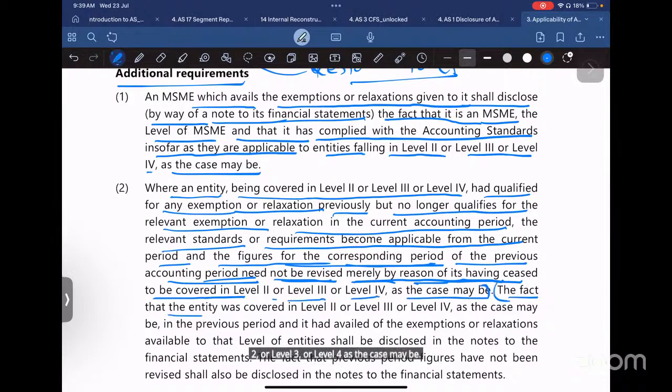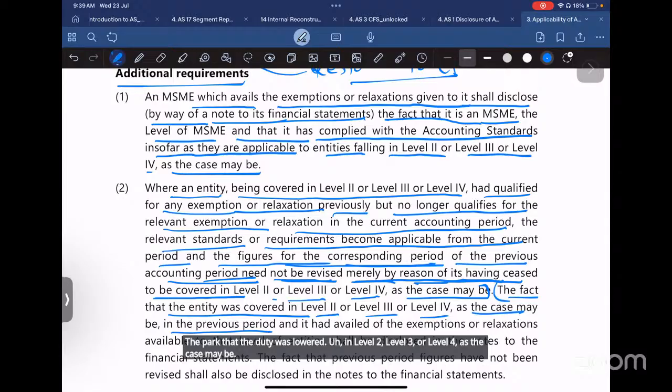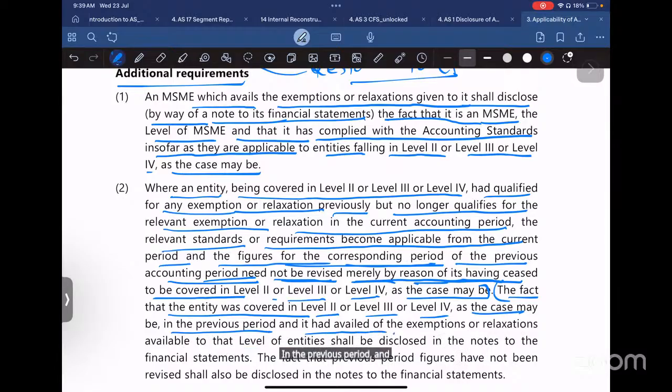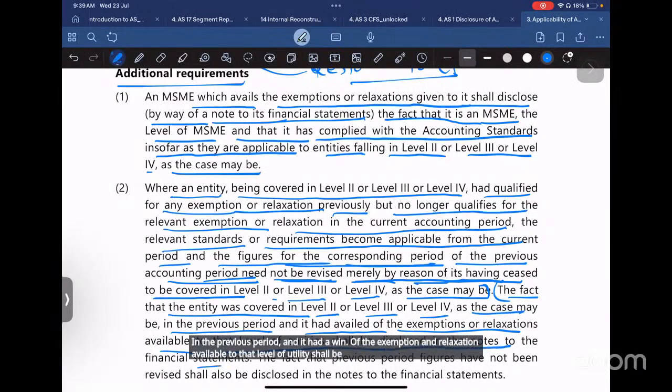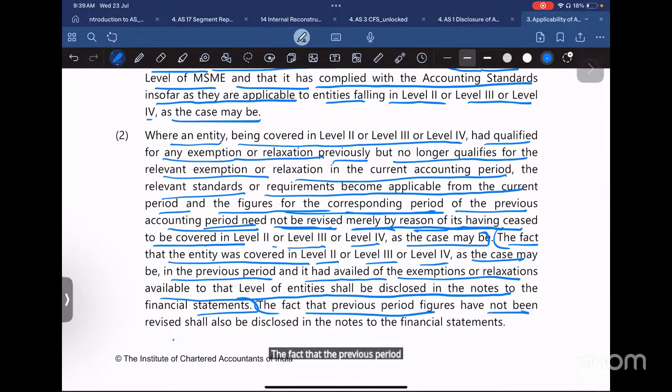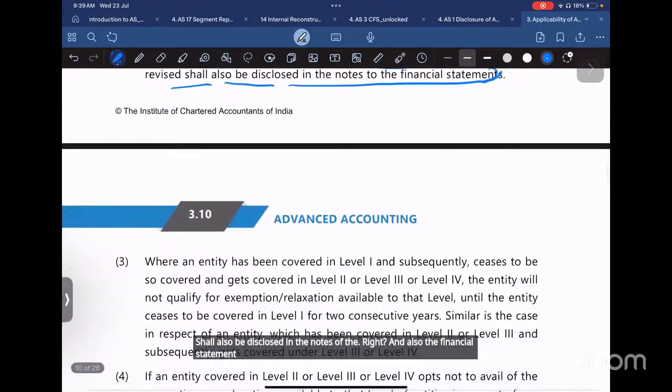The fact that the entity was covered in level 2, level 3 or level 4 as the case may be in the previous period and it had availed of the exemption and relaxation available to that level of entity shall be disclosed in the notes to the financial statement. The fact that the previous period figures have not been revised shall also be disclosed in the notes to the financial statement.